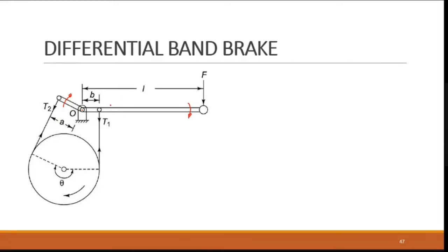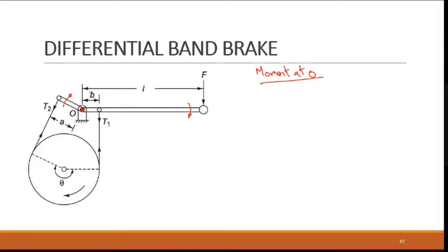So in this case, there are two distances. A distance from the tension, which is A, and the other one is B, with respect to point O, right? So let me take moment at O. If I take moment at O, what will we get? So this is my point O.